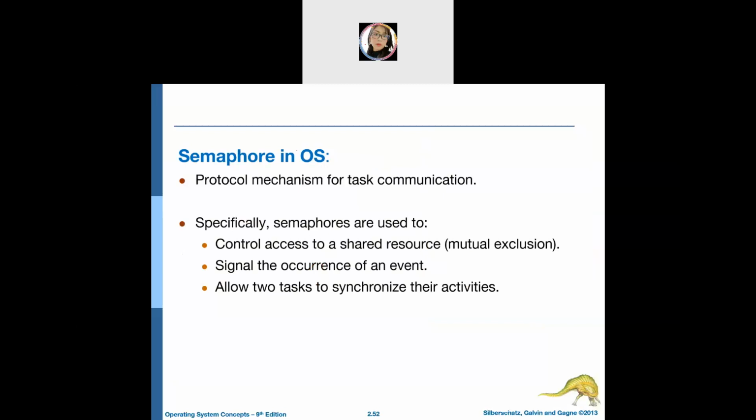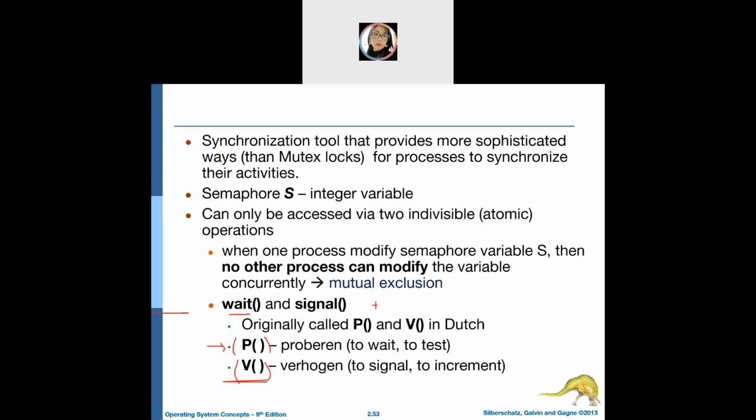So semaphore in OS is a protocol mechanism for task communication. So where is it going to apply? Specifically, semaphores are used to control access to shared memory and shared resources. Second, to signal the occurrence of an event. And lastly, to allow two tasks to synchronize their activities. So this is the use of semaphore in your OS.